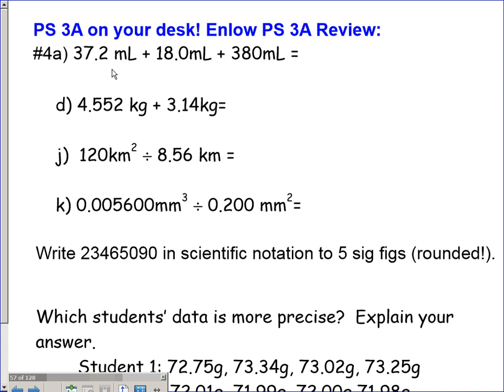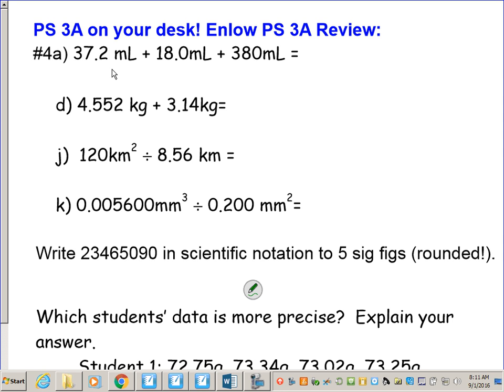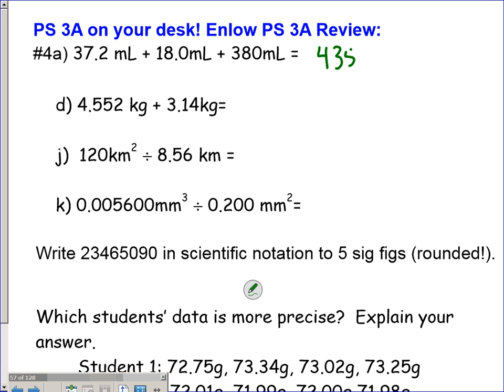All right, so on 4A, when we added this up, what do we get before we had to round? So let me work with my names here. What do we get before? EJ. 435.2 milliliters, right? All right, so then you said, okay, this is an addition problem. Which type of rule do I use? I count the digits after the decimal. So counting the digits after the decimal, I have one digit, no digits.